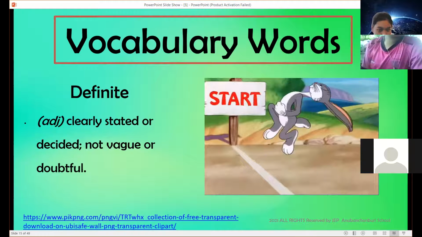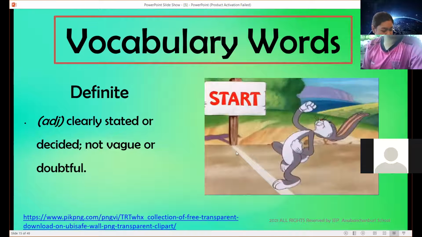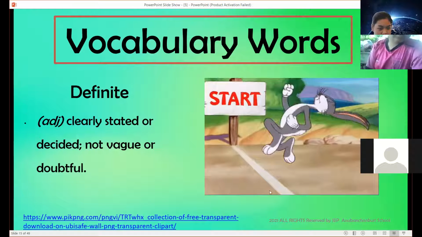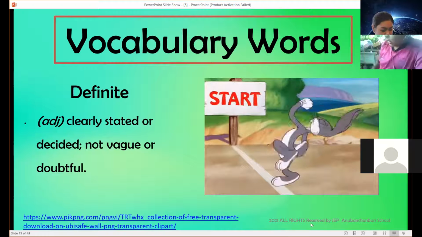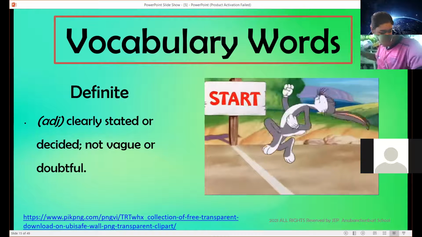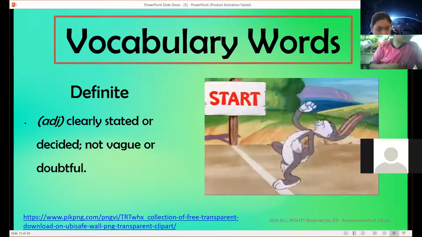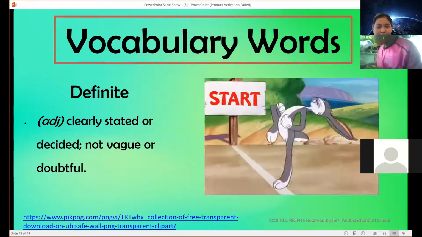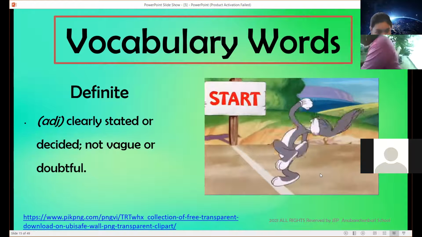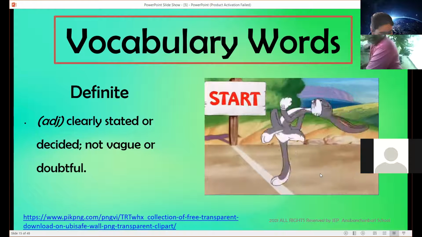Like the one you can see in the picture, this is the starting line. That is the definite starting line. We can see it. We can see that you need to start on that definite starting line. Nobody can go ahead of the starting line. All right, so that is the meaning of the word definite.